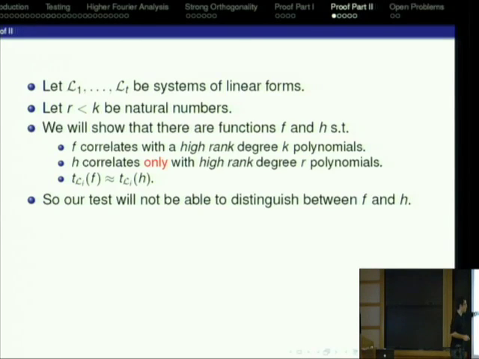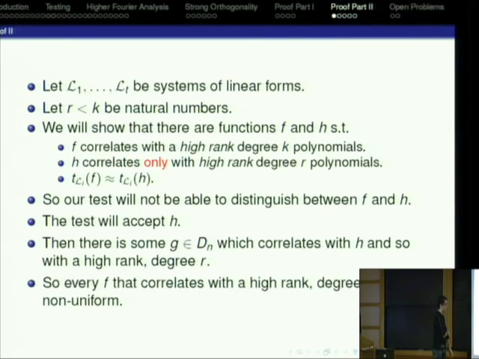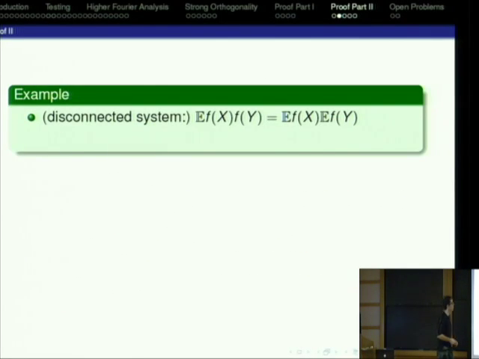So the test cannot distinguish between f and h. It has to accept h. And then there is some G in the end which correlates with h. So it correlates with something of degree r. And then the previous step shows that we have to accept everything that correlates with some high rank degree r. Okay, now how to prove this?